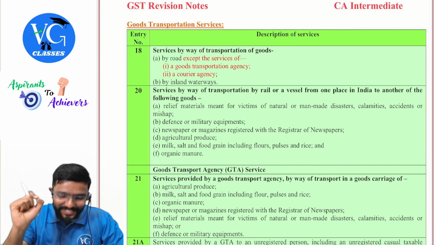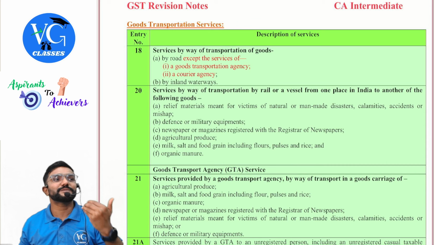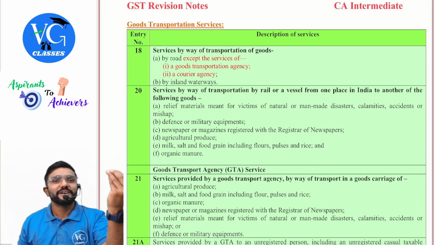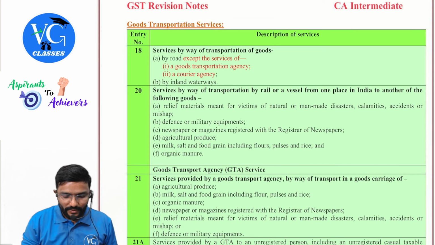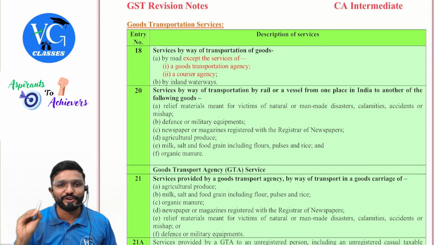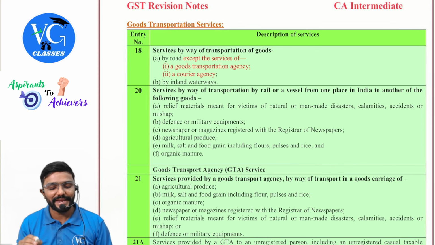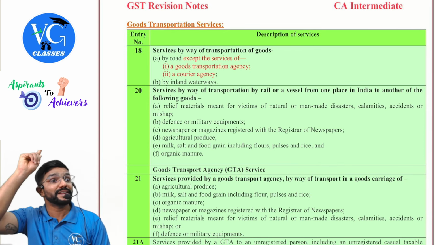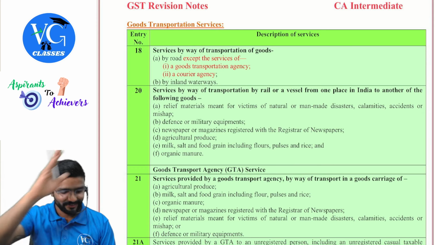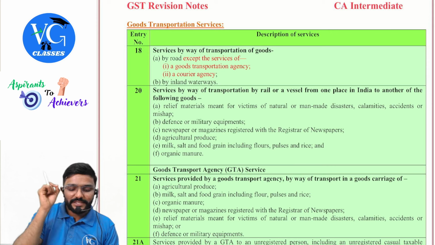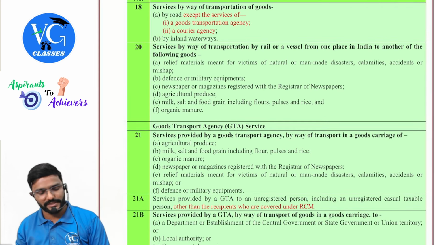Goods transportation services. Services by way of transportation of goods. The previous list was passenger; now goods. Services by way of transportation of goods by road are exempt, except the services of GTA or courier agency. GTA we covered in RCM also. Goods transportation agency or courier agency is taxable. If it is inland waterways, exempt.